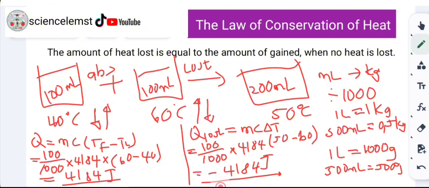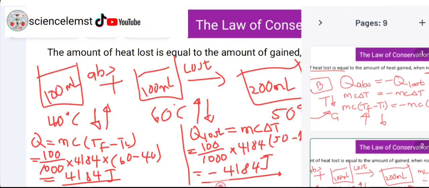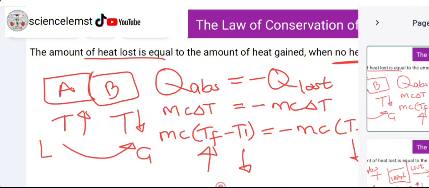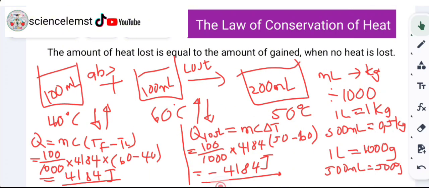Is the law proved? Yes, we proved the law because the law is telling us that Q absorbed is equal to the negative of the heat that is lost. Look at the values. Q absorbed is 4,184. Q lost is equal to negative 4,184, the negative of the Q absorbed. So this law holds. Let's do practical examples.